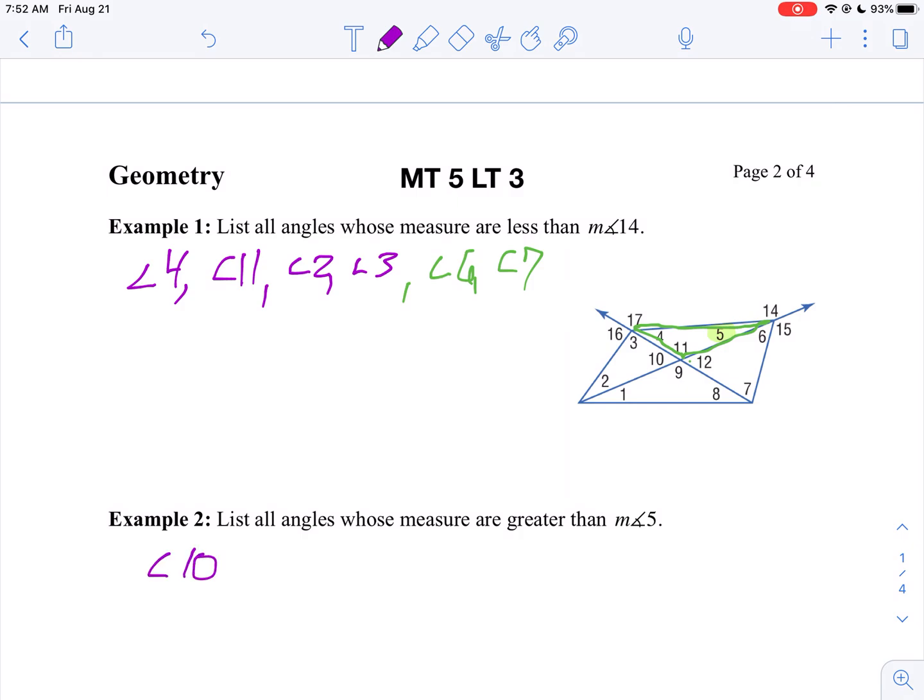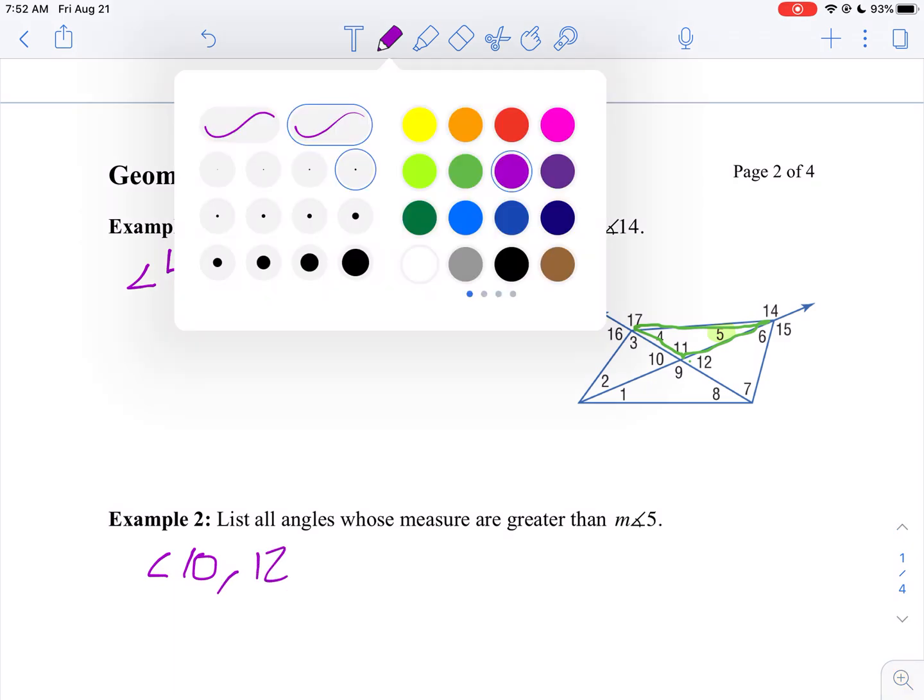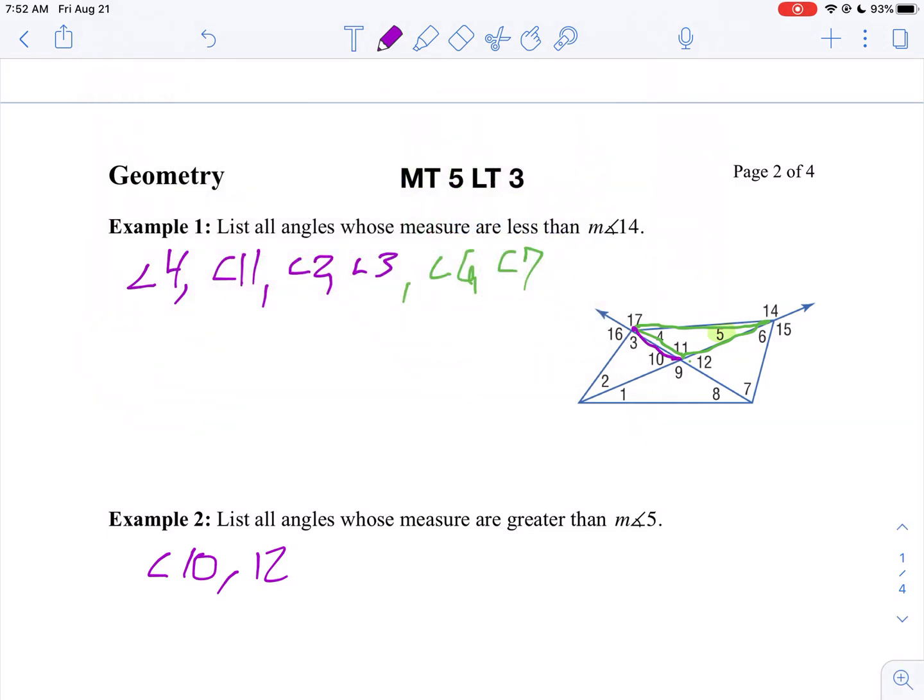And then also angle 12 is an exterior angle, so I've got angle 12 is bigger. Now let's look at angle 10. If I trace the triangle with angle 10 in it, is there an exterior angle to that triangle? Well, that's 16. So by the transitive property, angle 16 is bigger than angle 5.